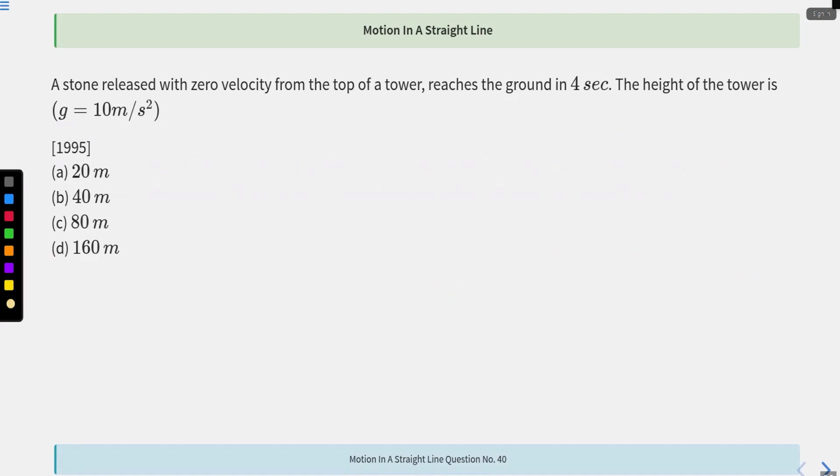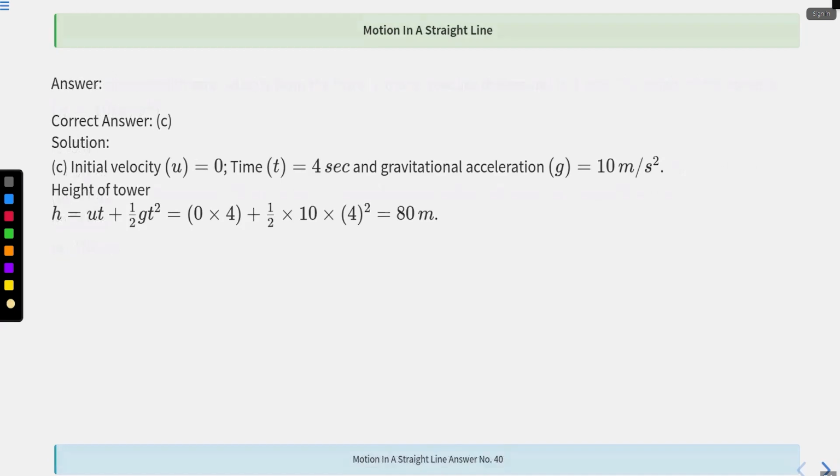All right, so let's move to the next question. A stone released with zero velocity from the top of a tower reaches the ground in 4 seconds. The height of the tower is: h is equal to ut plus half gt square. All right, so initially the velocity was 0.